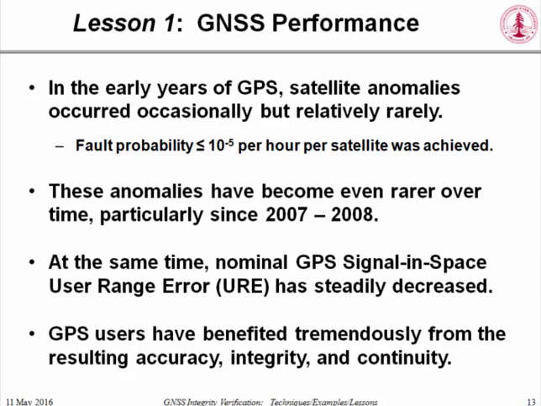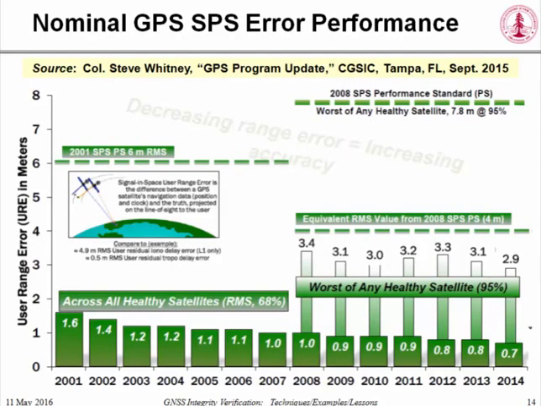So today, most of you use GPS in one manner or another, and you're getting a huge benefit from the improved performance of GPS without knowing it. Or you may know it, but whether you do or not, it makes GPS incredibly capable. This is an illustration from the GPS program office of the improvements since 2001 in RMS user range errors across all satellites, decreasing steadily.